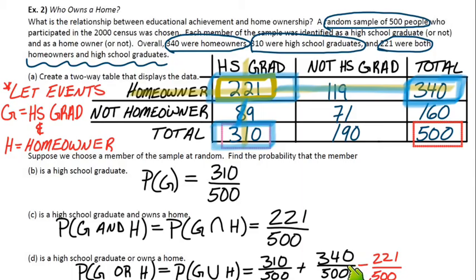Already you would have known that if we added these two numbers up and left that as our answer, we would have a number bigger than 500 on top. So that wouldn't fly. So subtract out the intersection and we should be at 429 out of 500. That's our answer.